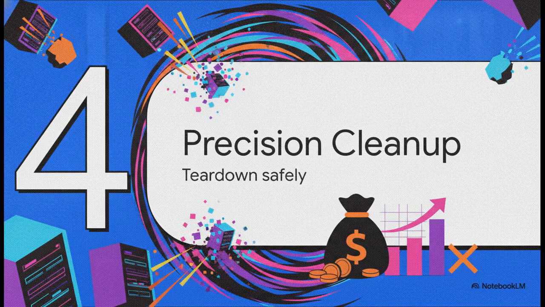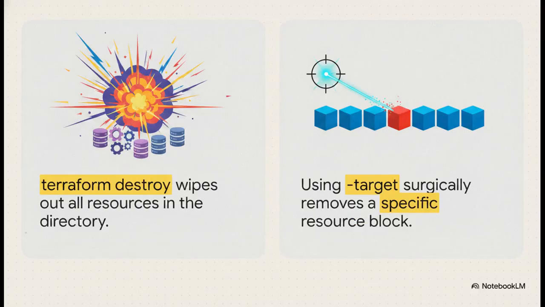Which brings us to our final part, Section 4, Precision Destruction and Cleanup, tearing down resources safely and avoiding runaway billing. Look, when you're done with a project, you need to tear it down. But you have to be careful here too. If you simply run a standard Terraform destroy, Terraform will ruthlessly wipe out every single resource defined in your entire working directory. But what if your directory contains both an experimental DigitalOcean droplet and a vital AWS EC2 instance that you really need? You obviously only want to delete the experiment.